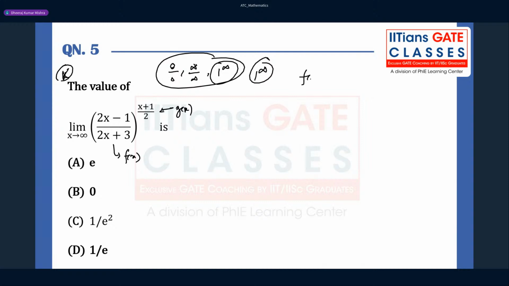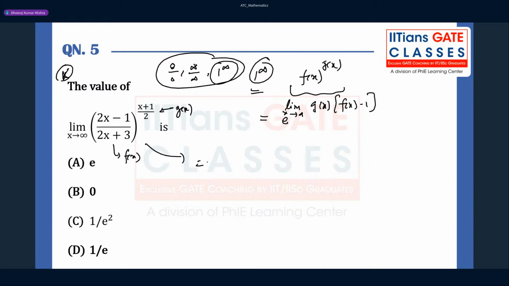So here what is happening, your f of x is tending to 1 and g of x is tending to infinity, right? So whenever this kind of situation occurs, you can always write e raised to power limit x tending to a, g of x times (f of x minus 1), and you will get the answer very quickly. This is very useful for everybody, not only for this exam, it is also useful for the upcoming GATE exam.